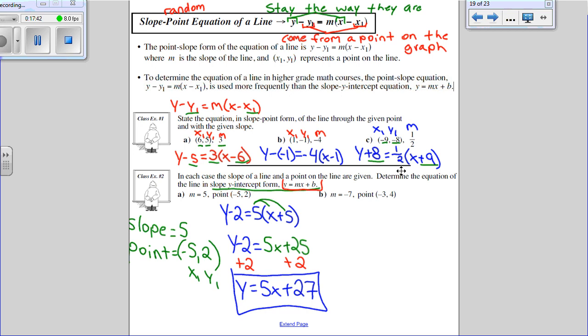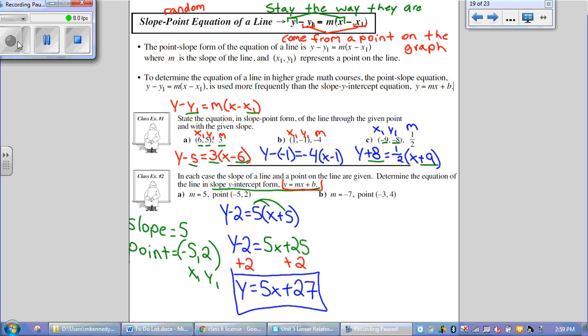All right. I want you to try B. So see if you can write that equation in slope y-intercept form. You're going to have to start with slope point form and then convert it. If you got stuck somewhere, that's fine, but see if you can figure out what happened at that spot.